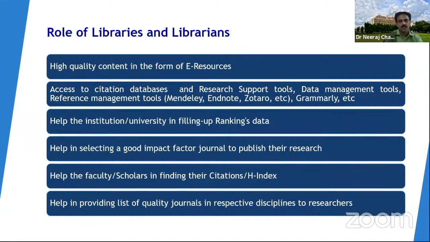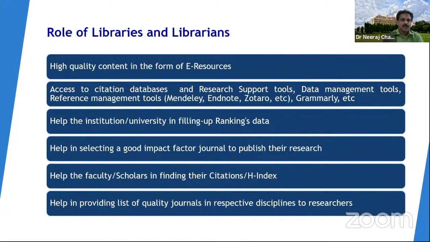So we are providing good quality resources to the students, or providing access to quality databases, research support tools, data management tools, or reference management tools like Mendeley, Zotero or Grammarly. These kinds of tools will definitely help the users in getting good altmetric scores or the impact factor of the journals. So what we can do is the library can facilitate faculty members by making high quality content and resources available. The library can help research scholars to disseminate their research findings and improve their research impact.